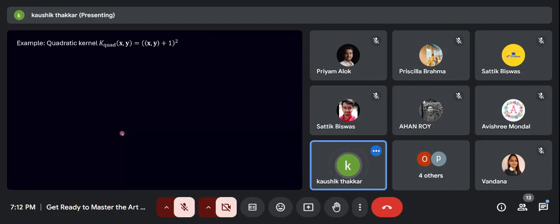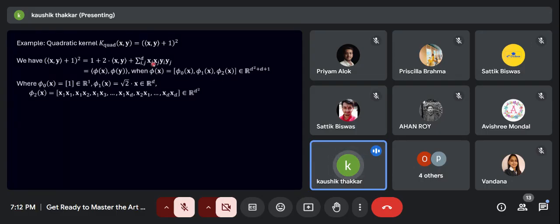For example, I can show you that with an example of a quadratic kernel. Let's say there is a kernel function defined as this. So if you calculate k of x comma y, the result that you will get is the same as multiplying these two vectors. This you can take as an exercise as well, where you can verify these calculations.